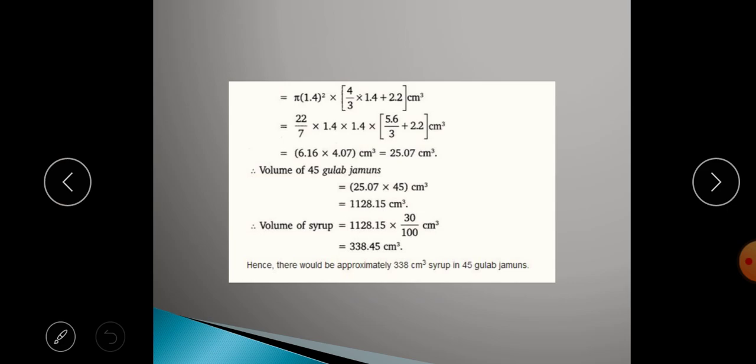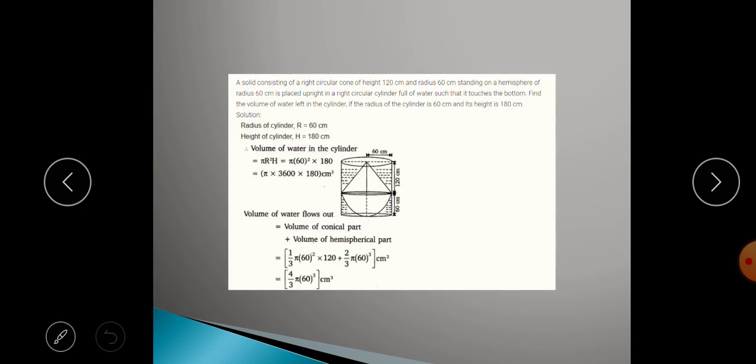Okay, now how many gulab jamuns are there? One gulab jamun is 25.07. Then 45 gulab jamuns, so multiply by 45, and you get 1128.15 centimeter cube. Each is having 30% syrup, so the 45 gulab jamuns together have 338.45 centimeter cube volume of syrup. Yes, clear? Very good.